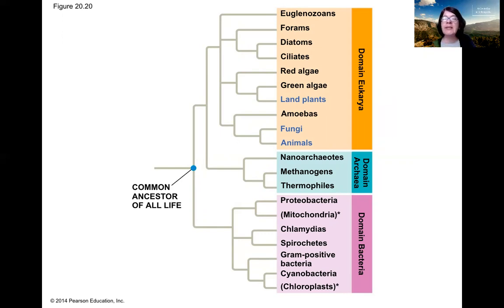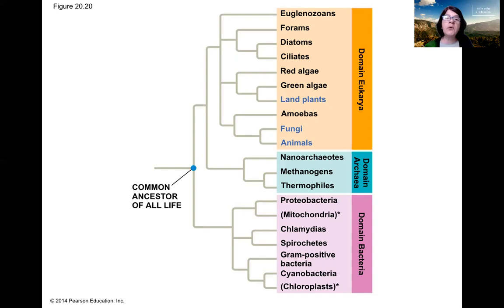Domain bacteria contains all the common prokaryotes, all the common bacteria that we know, everyday bacteria. Domain archaea contains some ancient microorganisms, or ancient bacteria. Archaea comes from the Greek word archaic, meaning old, ancient. Domain eukarya is all the eukaryotic organisms.